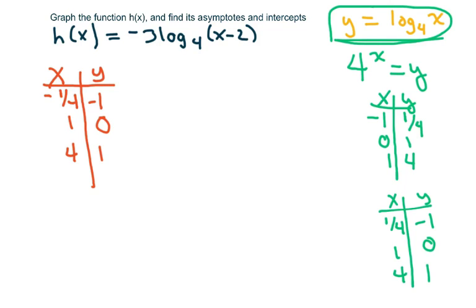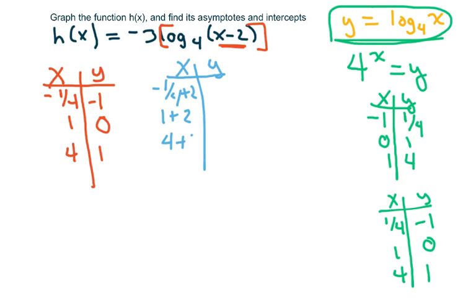The first thing I'm going to do is, this is -3 times this. This is a shift to the right by 2 units. So since I'm shifting it to the right, I'm adding 2 to my x. So it's 1/4 plus 2, 1 plus 2, and 4 plus 2. I keep my y the same.